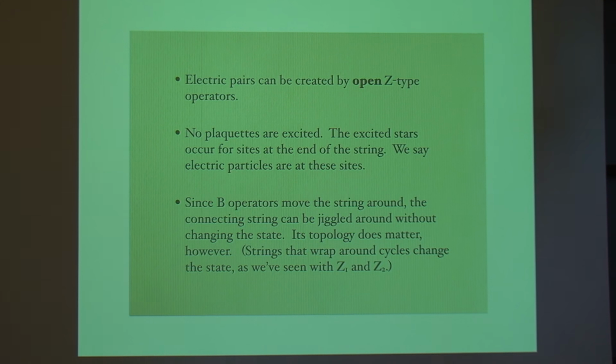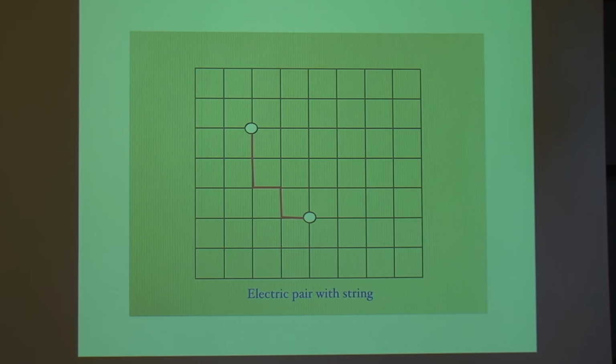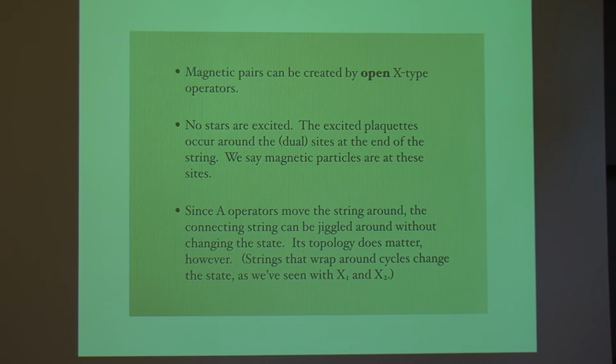So we have at the end produced a little bit of excitation, minimal excitation. They have to come in pairs, and the string can be moved around freely without any cost in energy. So it interpolates when you move the string, it's just moving you around in this highly entangled ground state, but the ends have physical significance. And similarly, you can produce magnetic excitations with open X-type operators.